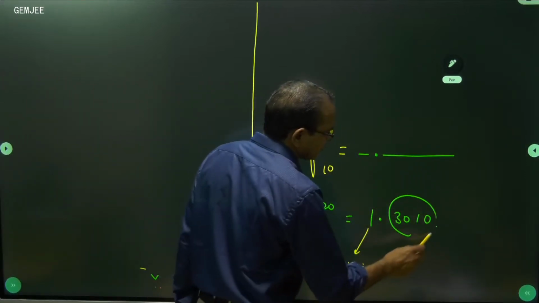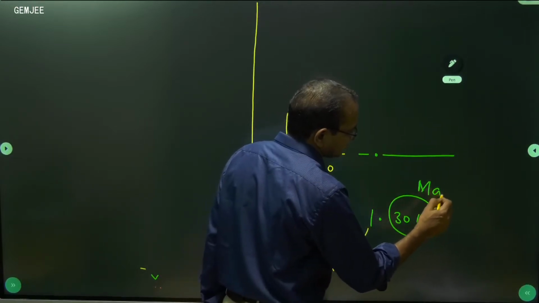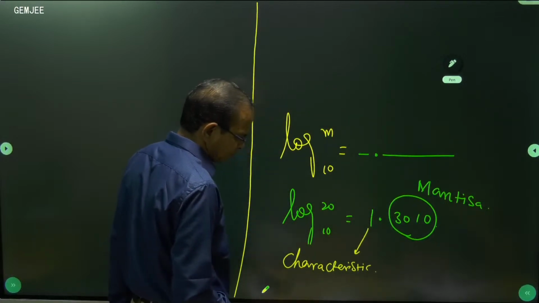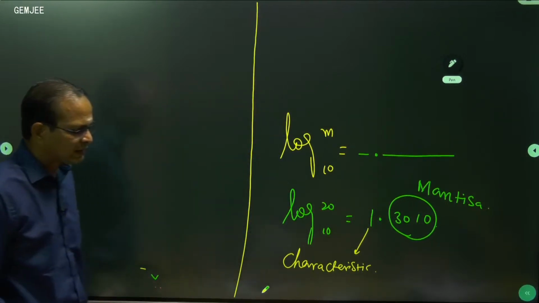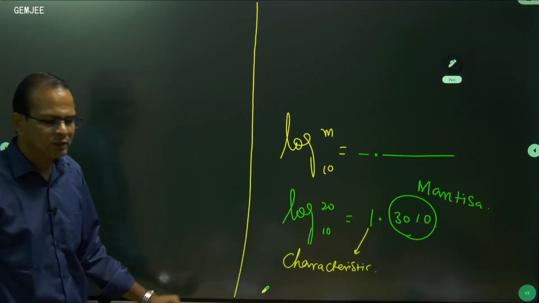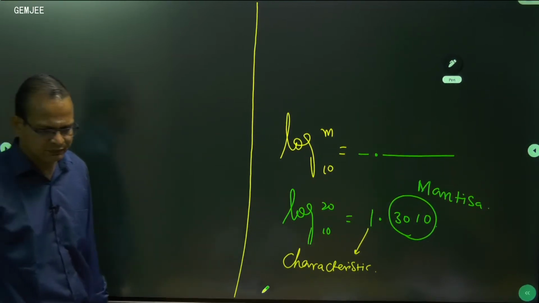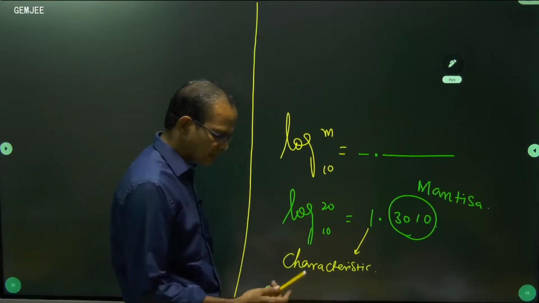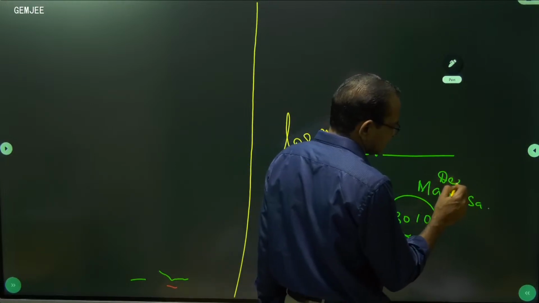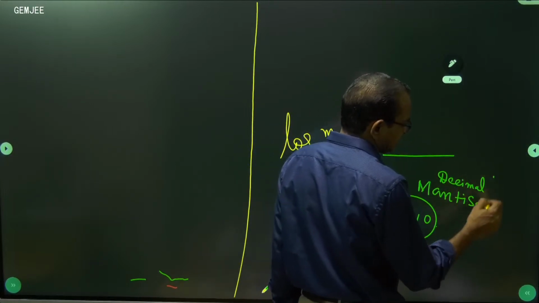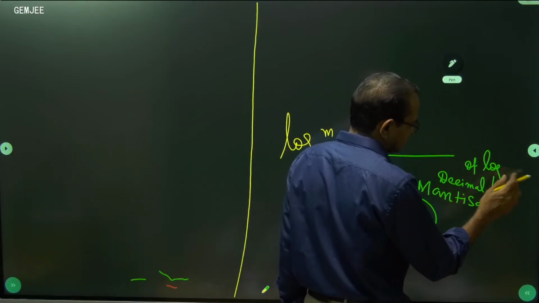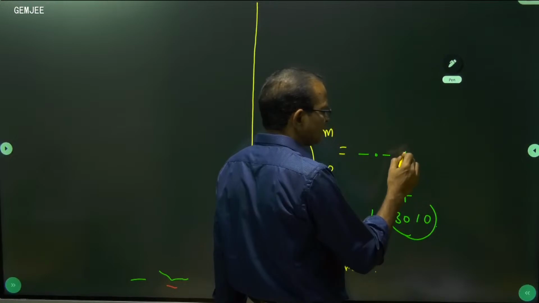This is called mantissa. It's called characteristic. Other one. So what is characteristic? Can you name it now? Good. The integral part. And the decimal is the mantissa. Yeah, as simple as that. You are right. This is the decimal part, the decimal part of the log value.